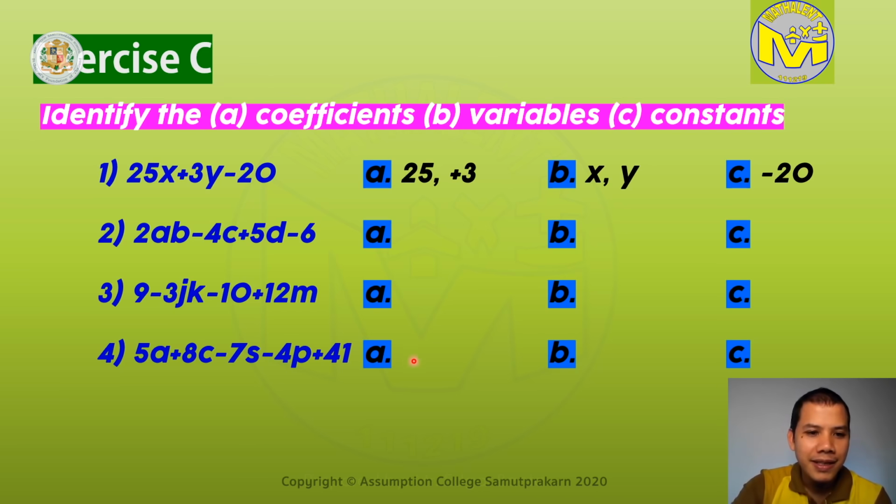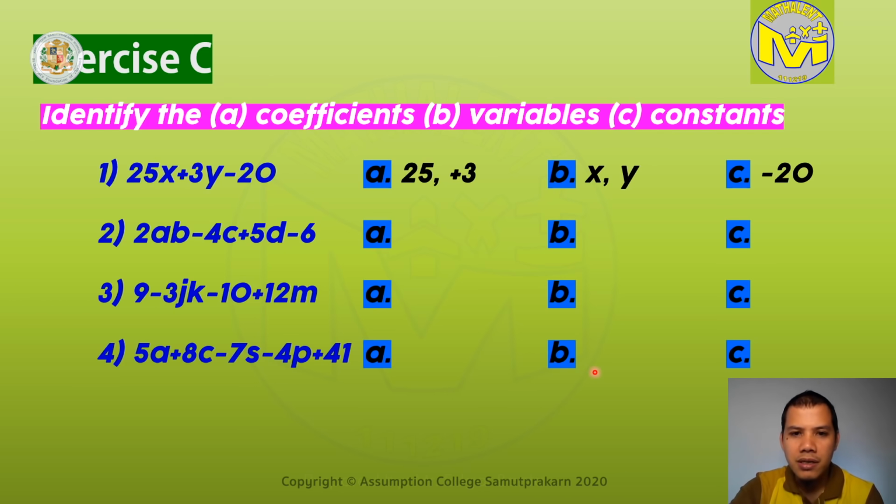Let's see. So what are the answers in letter A? We have 5, we have +8, we have -7, and we have -4. So in letter A, we got 5, comma, +8, comma, -7, comma, and -4.